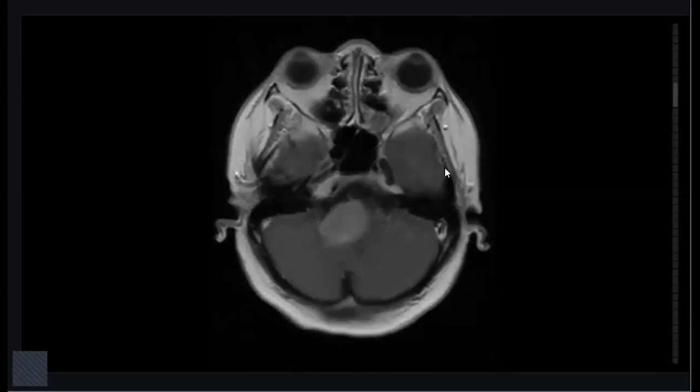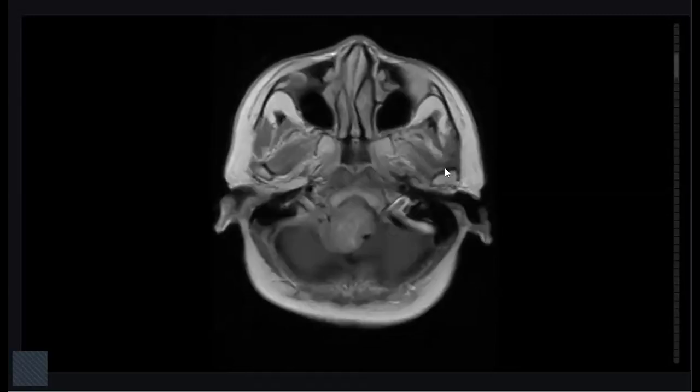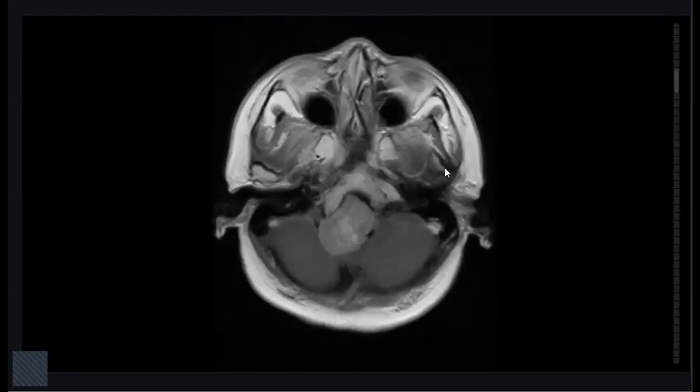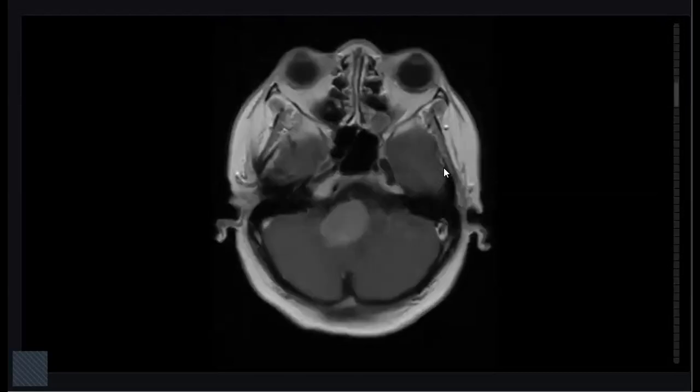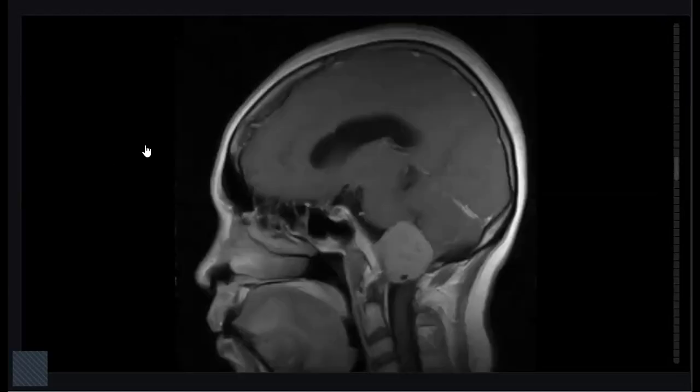Although this appears to be intraaxial, I will confirm it on the other images like coronal and sagittal images for further confirmation. On the sagittal images, this mass appears to be extraaxial in origin, which is causing the obstruction of the fourth ventricle, and dilatation of third and lateral ventricles. So this could represent meningioma.